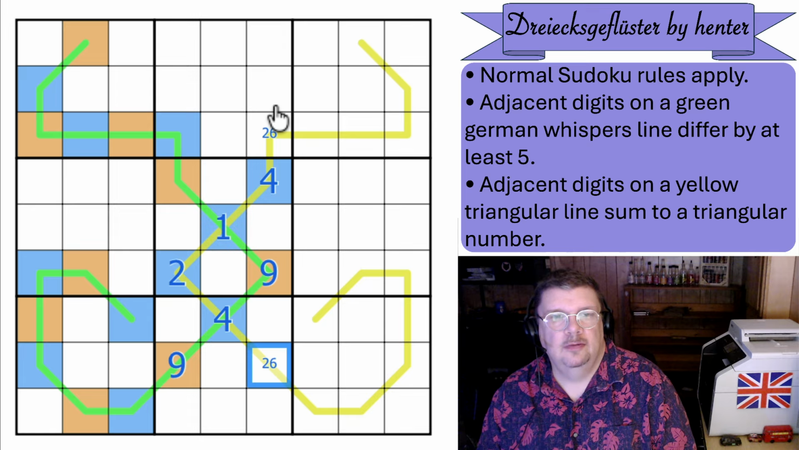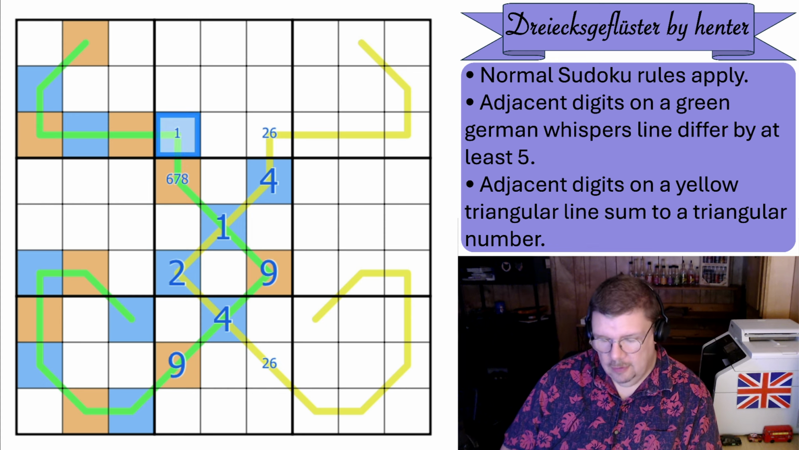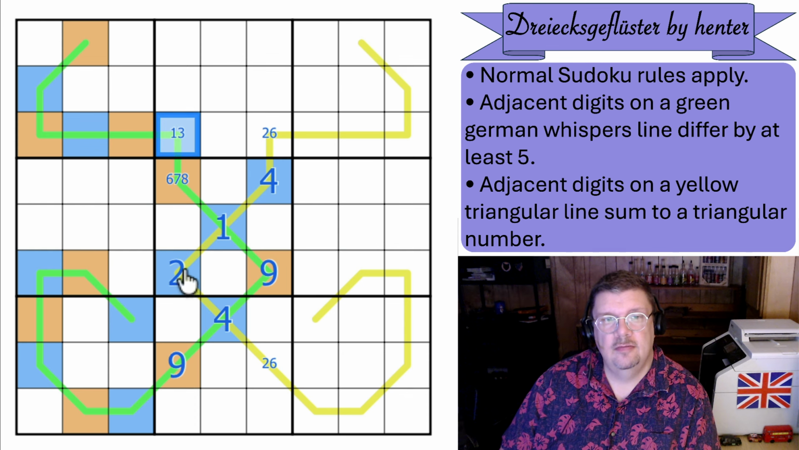Can I do some Sudoku and German Whispers logic? Okay. That is 6, 7, or 8. That could be a 1. So that's 1 or 3. It can't be a 2 by Sudoku, and it can't be a 4 because that can't be a 9.